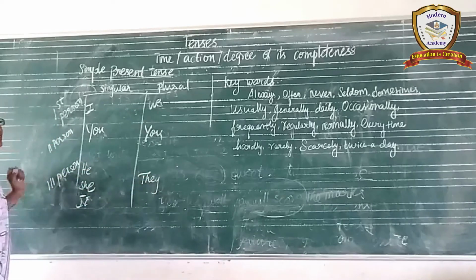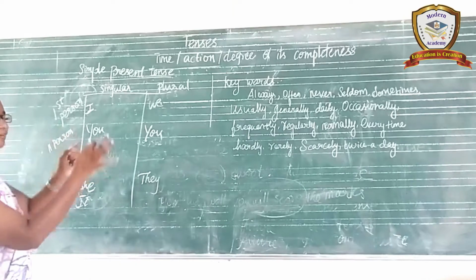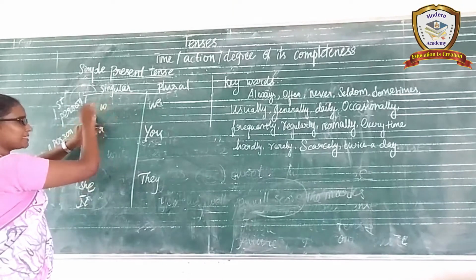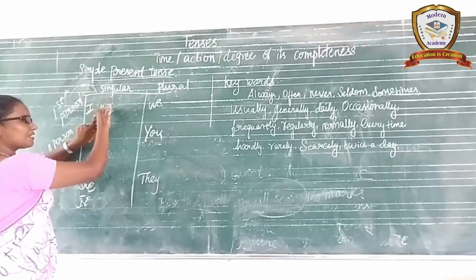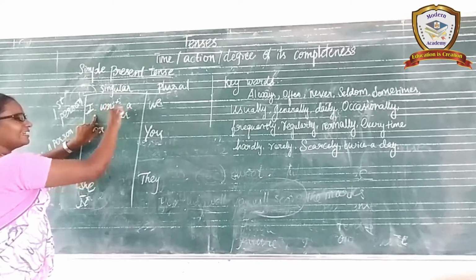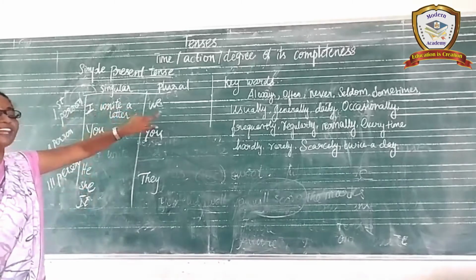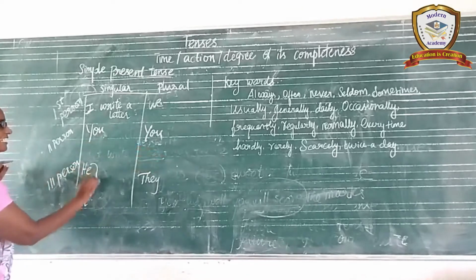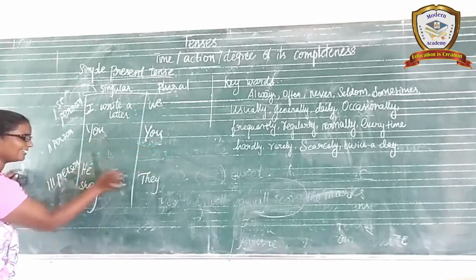Let us appropriate the simple present tense verb for the following pronouns, children. I followed by the present tense form of the verb. The verb is write. I write a letter. We write a letter. You write a letter. He, she, it writes a letter.